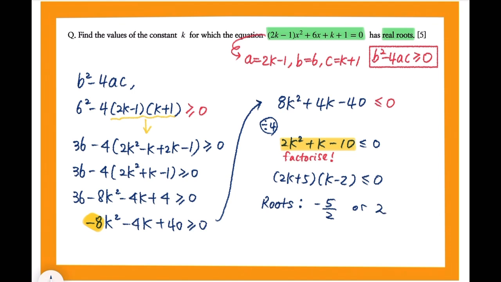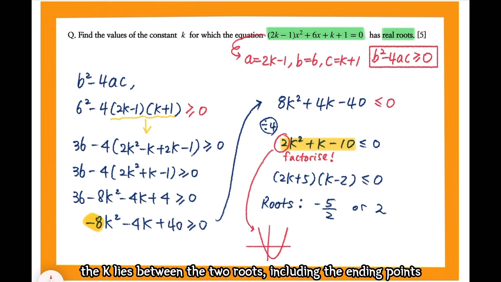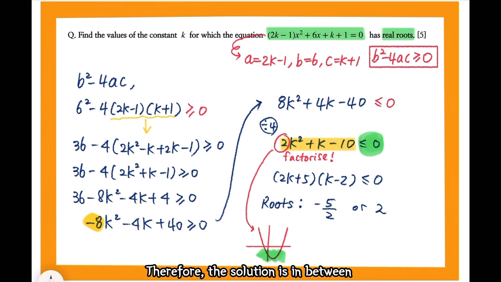Since 2k squared plus k minus 10 has the positive coefficient for k squared, the parabola opens upwards. For an upwards opening parabola, this inequality (2k plus 5) times (k minus 2) is less than or equal to 0 means that k lies between the two roots including the end points. Therefore, the solution is in between minus 5 over 2 and 2.